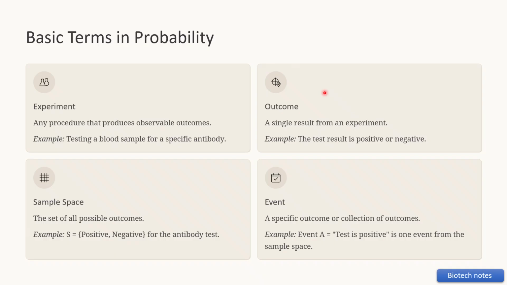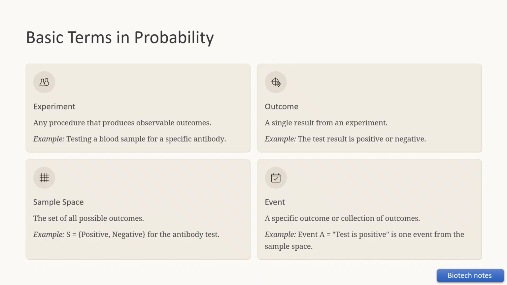So experiment is something we test, and outcome is basically a result. Next is sample space, the set of all possible outcomes. Example, positive or negative for an antibody test. In an experiment, we get some positive responses, negative responses. It is a sample space, basically the set of all possible outcomes.